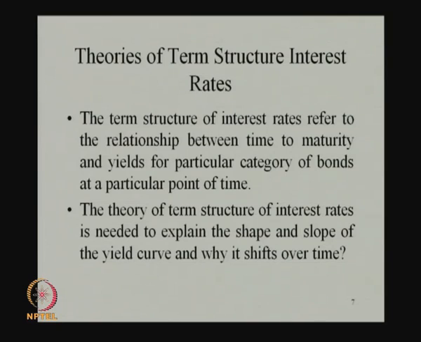So, the term structure of interest rate basically refers to the relationship between the time to maturity and yields for a particular category of bonds at a particular point of time. The term structure theory basically establishes the relationship between the term to maturity and yields for a particular category of bonds at a particular point of time. Then the theory of term structure of interest rate is needed to explain the shape and slope of the yield curve and why it shifts over time.